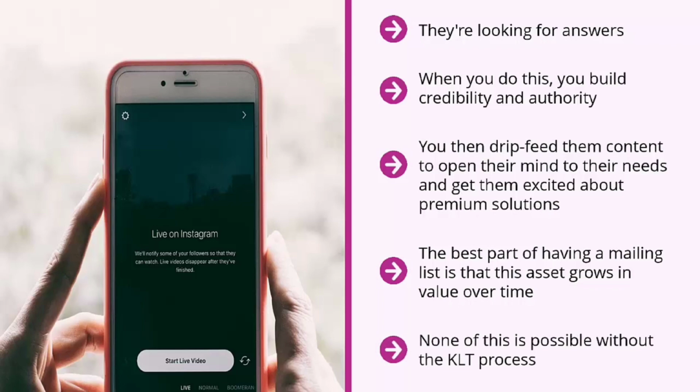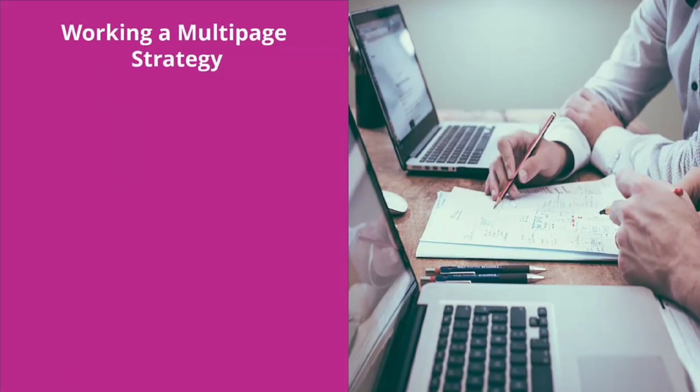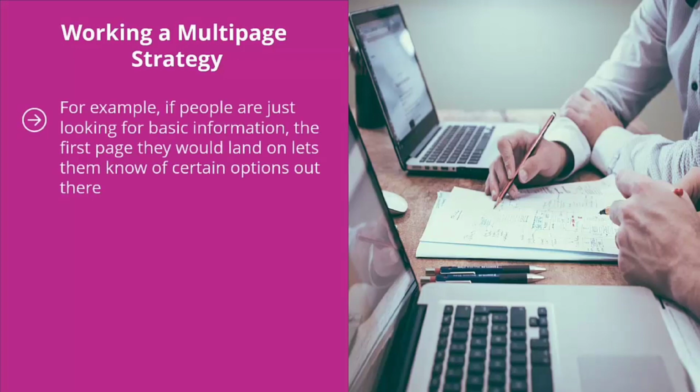None of this is possible without the KLT process. You have to walk the visitor to the point where they trust you. Working a multi-page strategy: once you pull traffic from Instagram to a page on your site, you have to have links in that initial content that would take them to a page that would further build their trust. For example, if people are just looking for basic information, the first page they would land on lets them know of certain options out there.